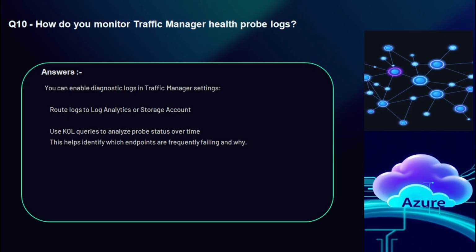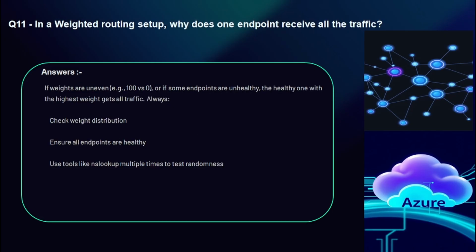Now next question. In a weighted routing setup, why does one endpoint receive all the traffic? Answer is, you can check if other endpoints are unhealthy, if weight is set incorrectly, for example, one has 100 and others have 0, or if there are health probe issues on low traffic endpoints.